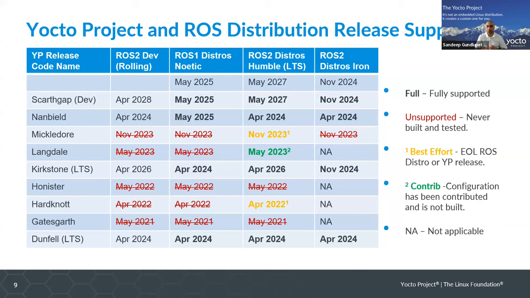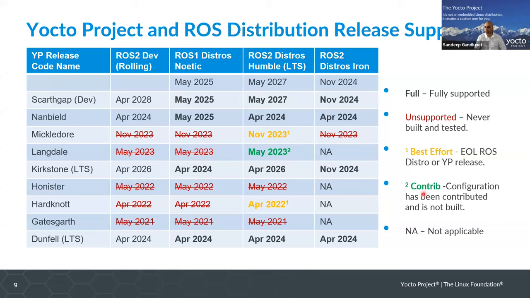Here are the ROS distribution and Yocto Project releases supported. You can see the list of ROS and Yocto Project distribution combinations in this table. The ones highlighted in bold text are fully supported, and the ones in red are unsupported. But we still have some, like Mickledore and Langdale, which are still supported for ROS 2 because the ROS 2 Humble release is supported until May 2027. Hence we are doing a best effort, even if a Yocto Project release is end of life, since ROS is supported, we can do best effort from the community.